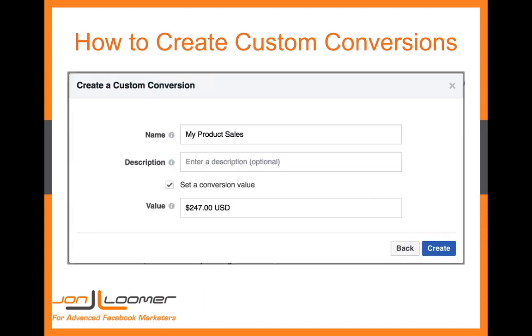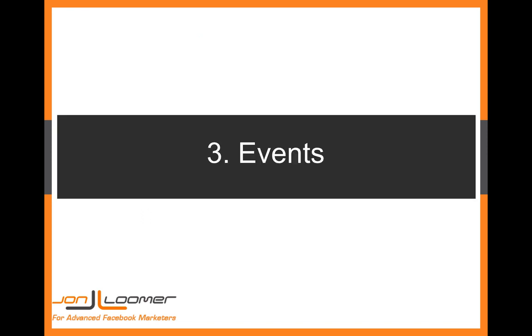And then I can provide a description, otherwise I just put in the value and I go ahead and create it. And then you can use that for tracking and optimization. We'll talk more about that next week. But the main thing is that you actually create these things. You create a custom conversion for each of your products if you've got a small number, each of your opt-ins if you've got a small number of opt-ins.